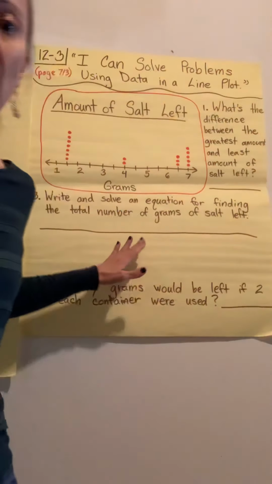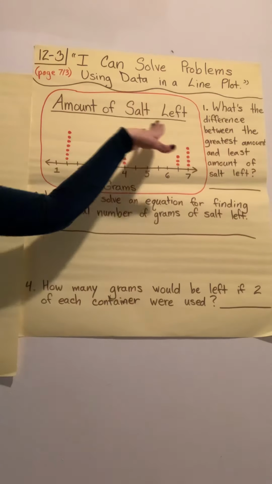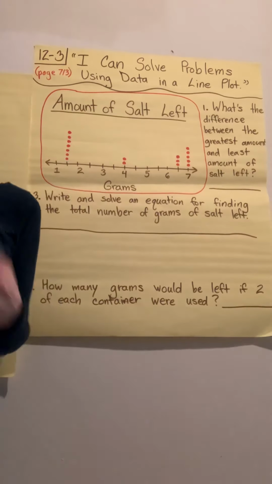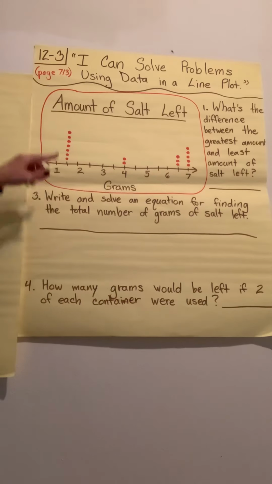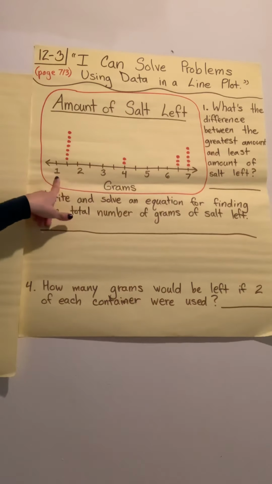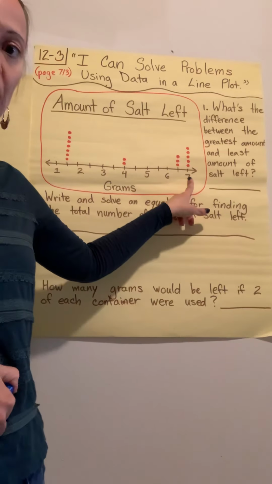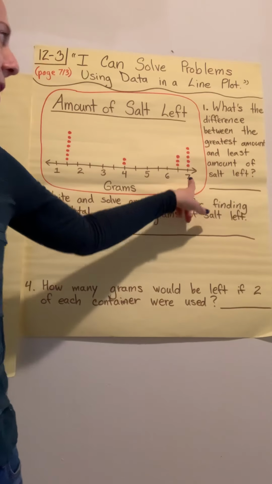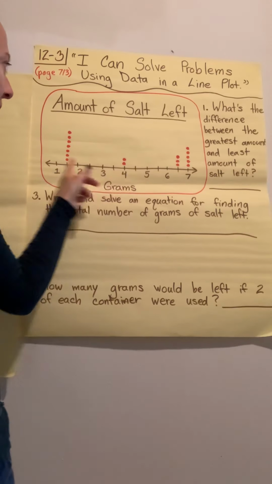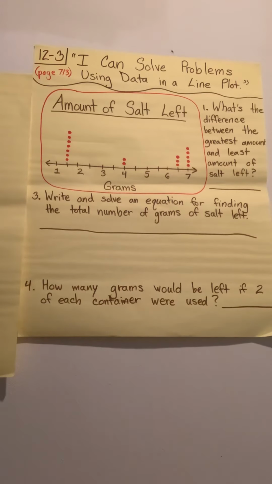You have this line plot right here, which talks about the amount of salt that is left over in certain containers after an experiment of some kind was done. So I know that these numbers are given in grams. I see that my line plot goes from 1 gram all the way to 7 grams, and the whole numbers here are labeled. But I also see there's some hash marks in between that do not have labels on them. So that's something I might have to look at a little more carefully when I'm solving my problems.